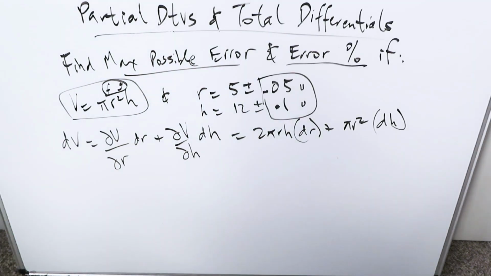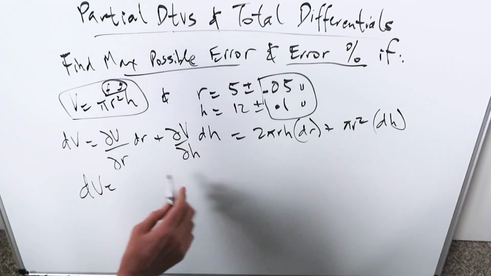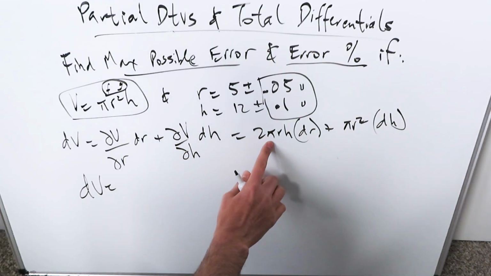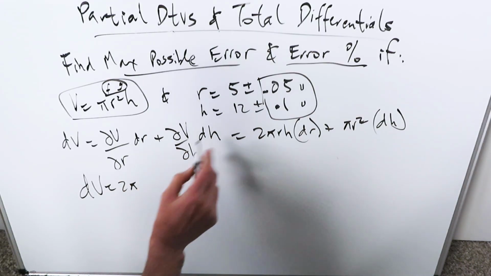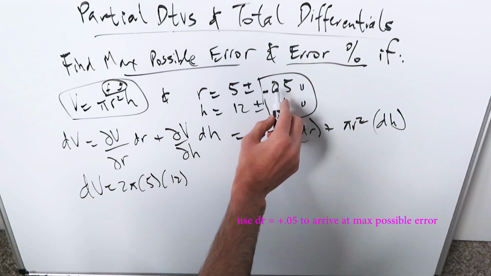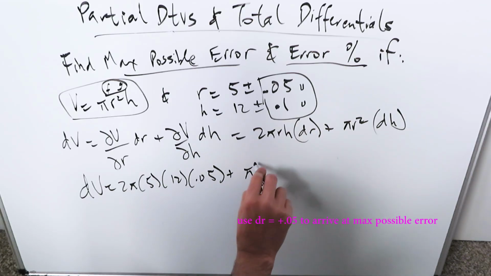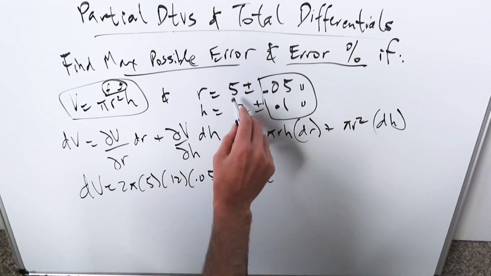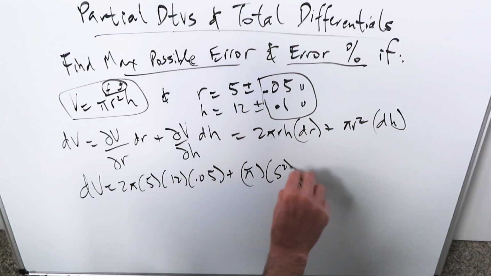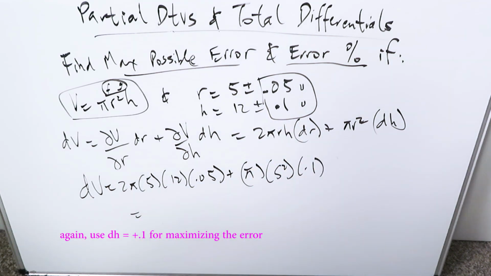Let's come back to our original item over here. My dV is equal to what? I'll bring in these items. This right here is my total differential. I have a 2π, and my r was equal to 5, my height was equal to 12, and my dr is equal to 0.05. And then πr², I have a π, then I have here r², which is 5 squared, and then my dh is equal to 0.1.